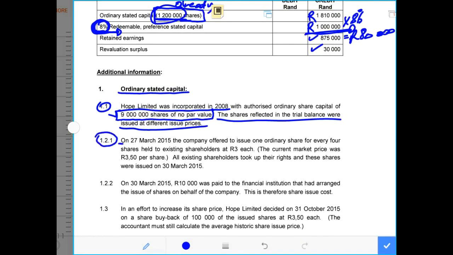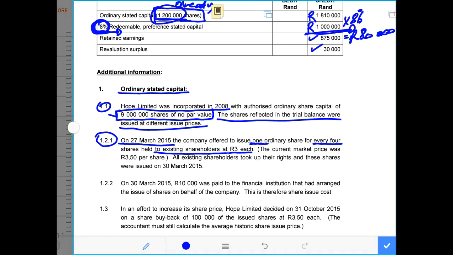Then after we have 1.2.1, it says on the 27th of March 2015, the company offered to issue one ordinary share for every 4 shares held to existing shareholders at 3 rand. So now at the 27th of March, the company issued shares, and they said they issue 1 share for how many? For every 4 shares. And when they say for every 4 shares, it means you divide by 4. Please take note of that.